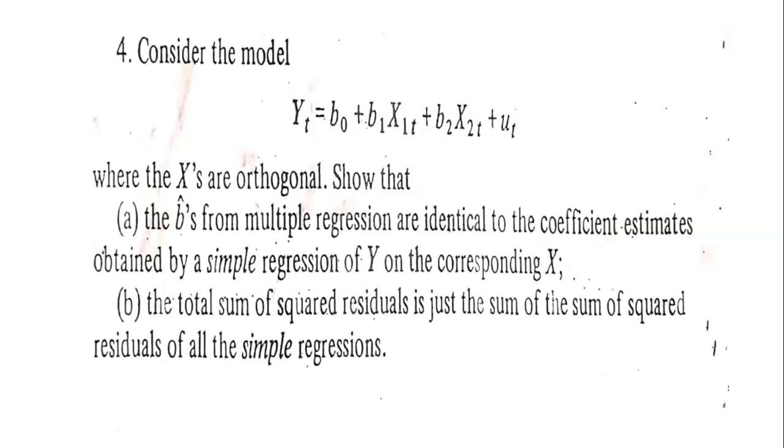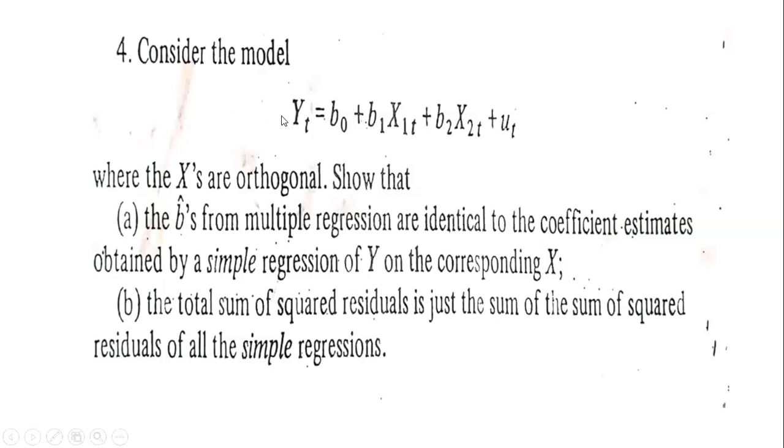So now let's set the ball rolling. What are we supposed to do? We have to show that the estimates of the b's from multiple regression are identical to the coefficient estimate obtained by a simple regression of y on x. So we're looking at the case where the x's are orthogonal. Okay, we want to get the estimate for the coefficients of regression, that's beta 1 and beta 2.